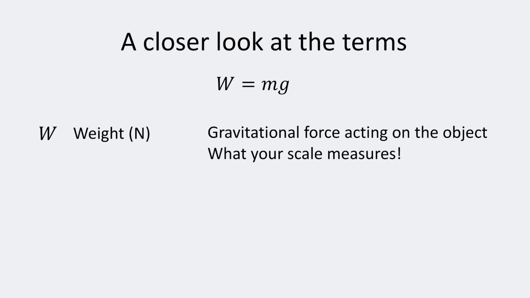The last term in this equation is of course weight, given in newtons, and this is the gravitational force that is acting on the object. This quantity in newtons is actually what your scale measures. It doesn't measure the mass in kilograms directly, but it measures the weight in newtons and then converts it back to give you a reading in kilograms.